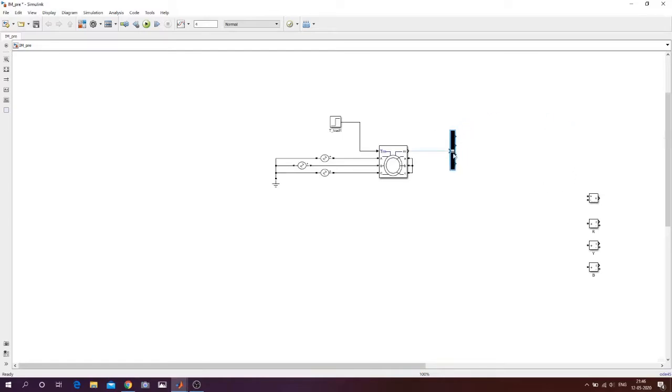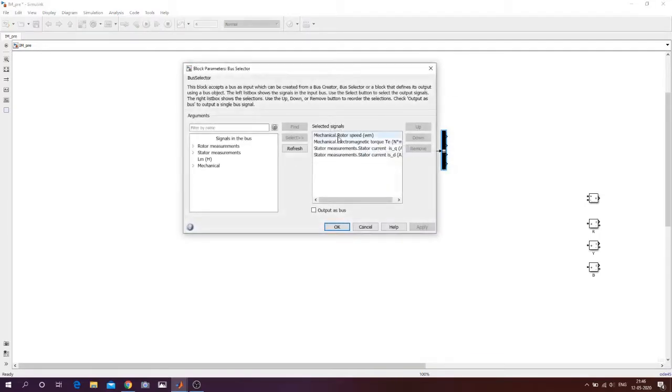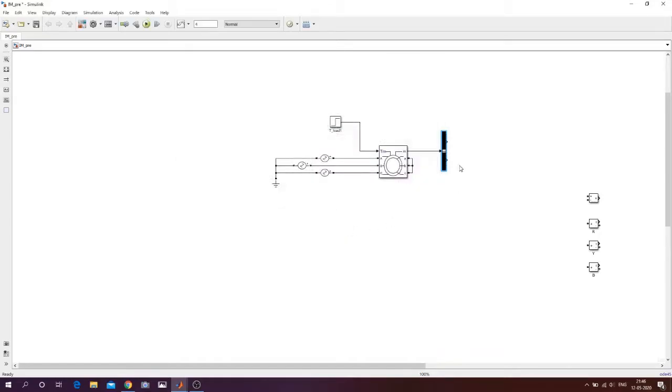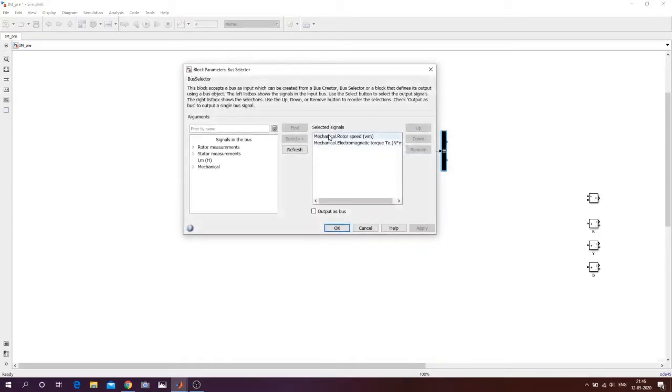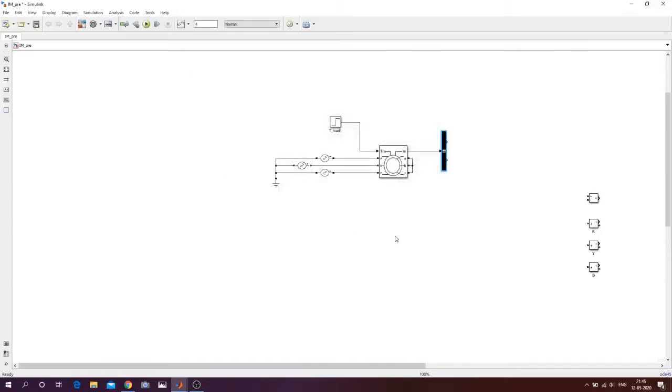This is the bus selector. I will be putting this bus selector over here so that I can take the readings of the motor. If you click on this bus selector, you can see over here that the rotor measurements, stator measurements and mechanical measurements are all there. So we will take two things: the mechanical rotor measurement and the mechanical torque measurement. The upper part is speed and the lower part is torque.